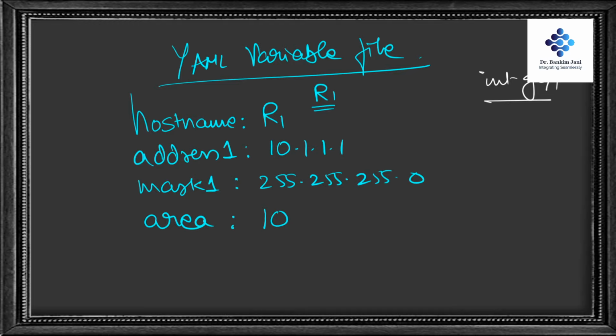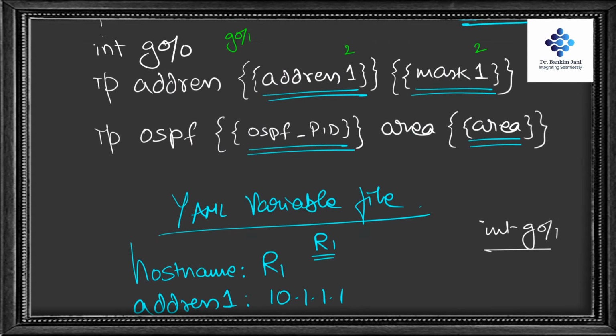That means in our variable file there would be address 2, and we'll say 10.2.1.1, and there would be mask 2, and we'll say 255.255.255.0. Now the interesting thing is, can I use something like this over here, that instead of this mask 2 can I use just 1? Yes, you can, no problems, you can.